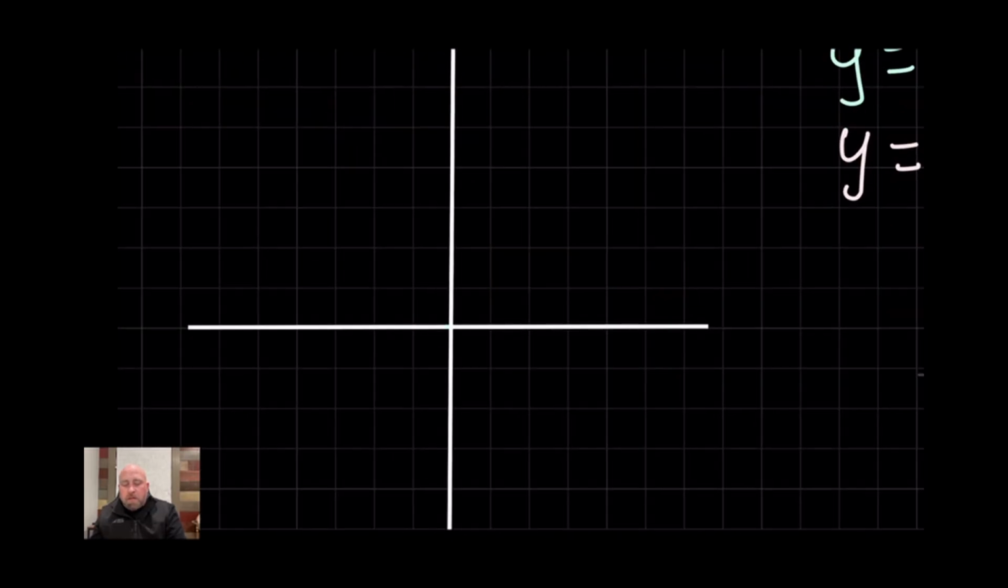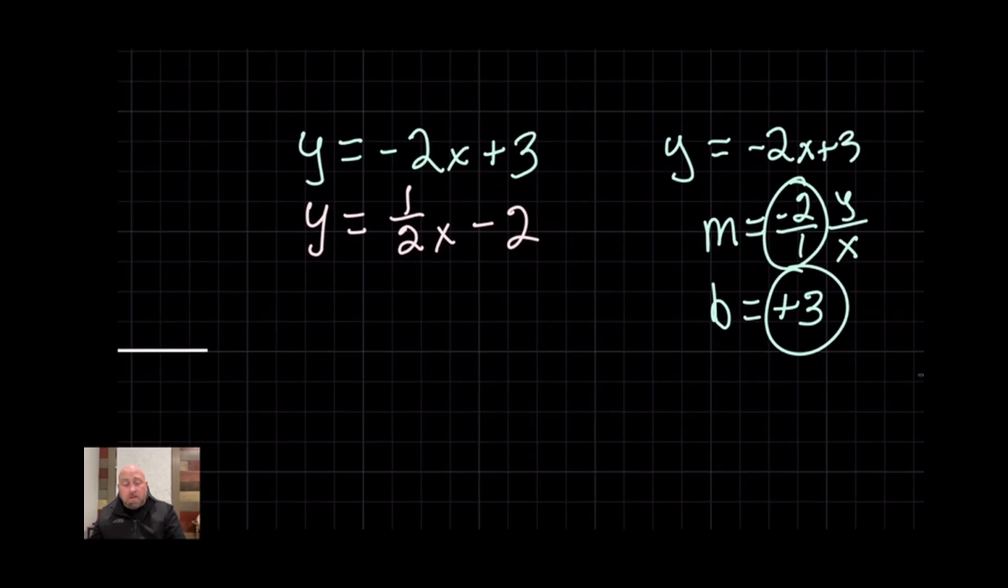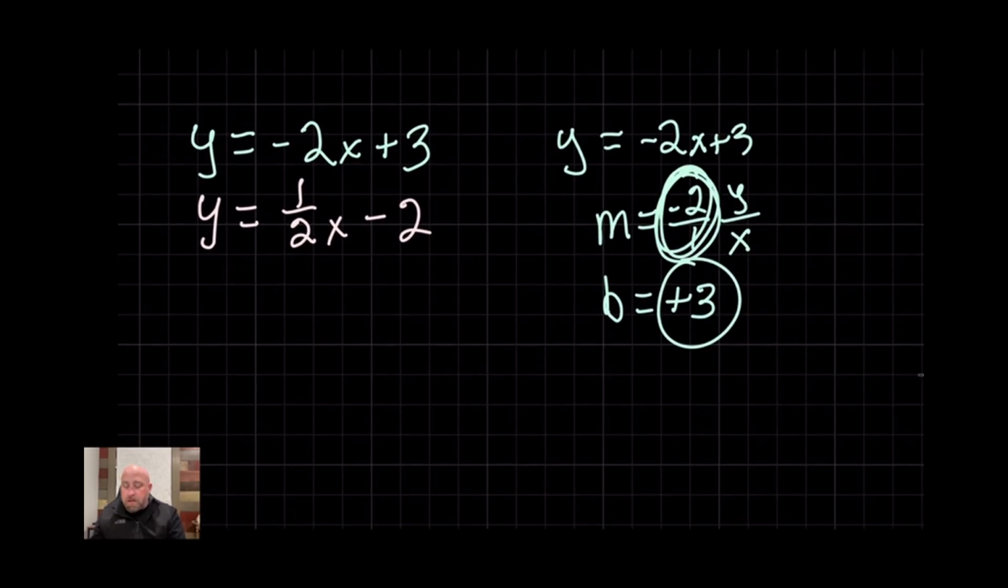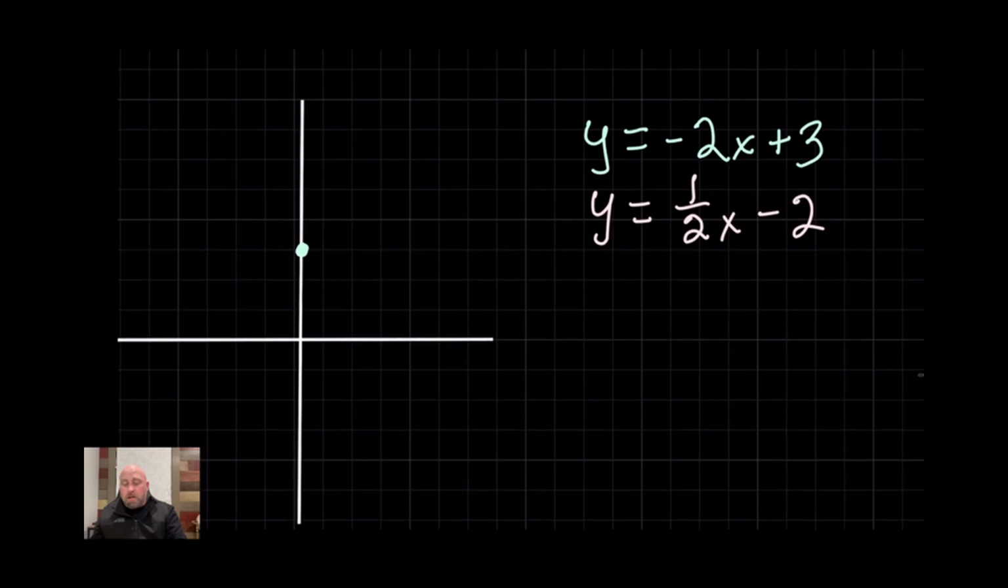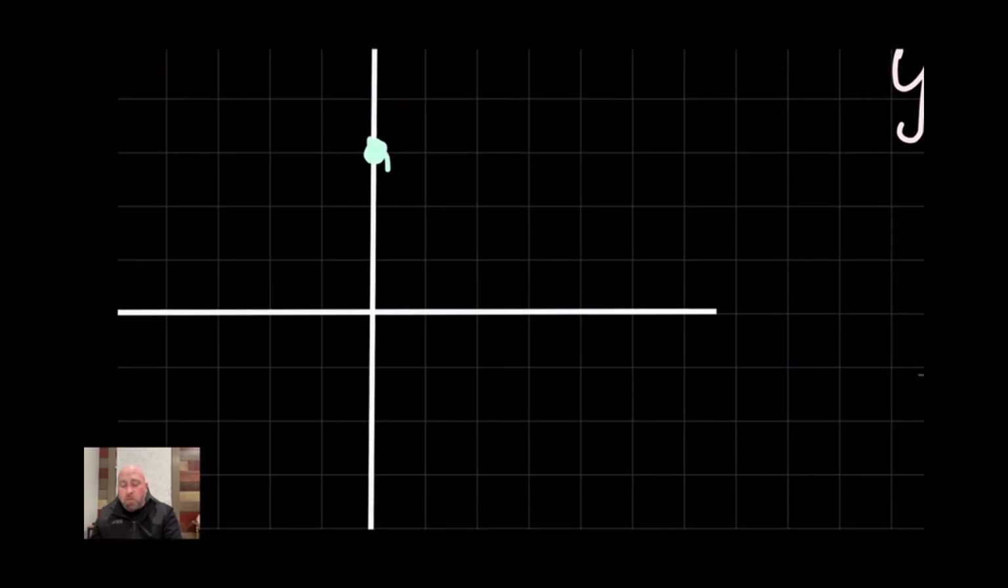We're going to go up 3: 1, 2, 3. And that is where our green line crosses the y-axis. Now come back over here. We need our slope, negative 2 over 1: negative 2 on the y, 1 on the x. So we're going to go negative 2, down 1, 2, and then 1 on the x, 1 over positive. So our other point is going to be right here. So this is going to be our green line.